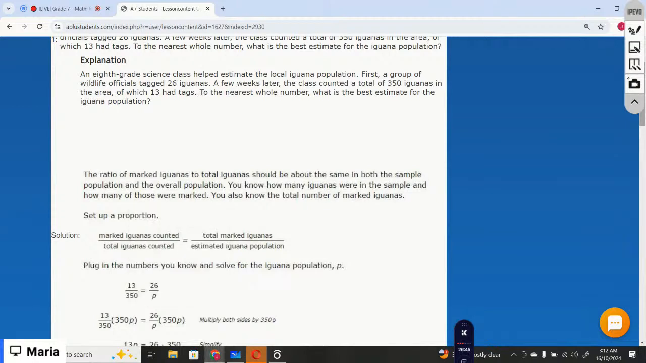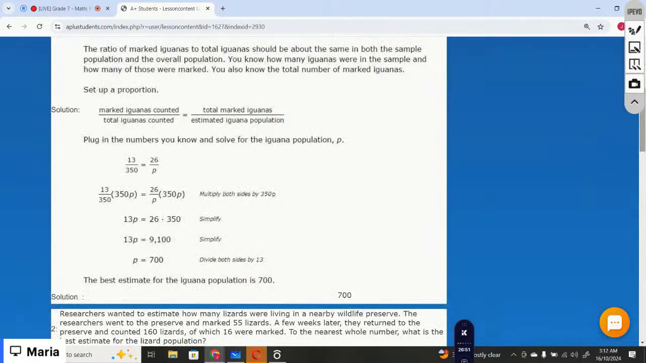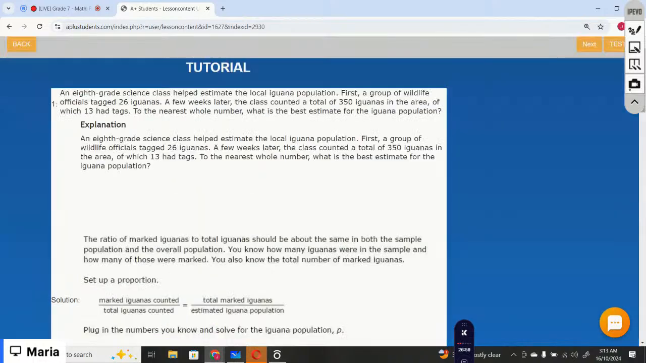And they marked 26 iguanas. You need to count a total. So just solve this proportion for P. So that means when they counted, they marked 26. The total population is 700. Got it? Let's just start with the test questions.